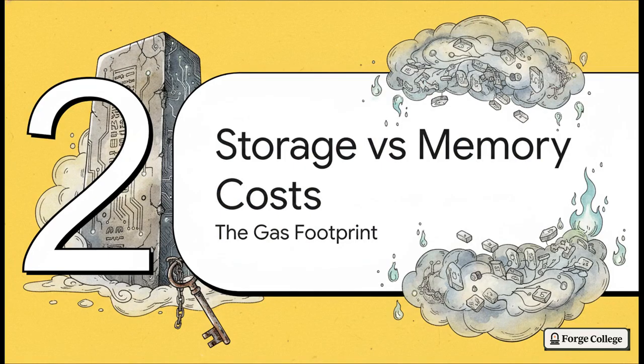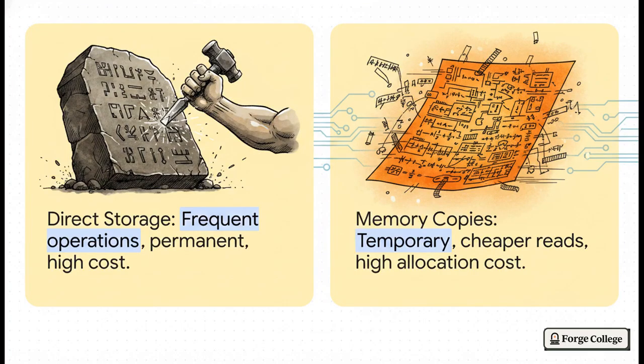Moving on to part 2, storage versus memory costs, the gas footprint. Let's zoom in on the concrete differences between reading from permanent storage versus copying data into temporary memory. Think of direct storage as carving data into a heavy, permanent stone ledger. It uses SLOAD and SSTORE operations, and man, is it expensive to carve stone on the Ethereum blockchain. Every single chisel strike costs you base gas.